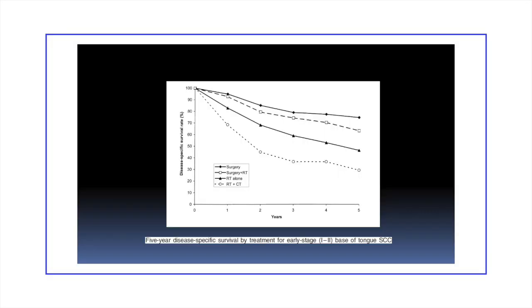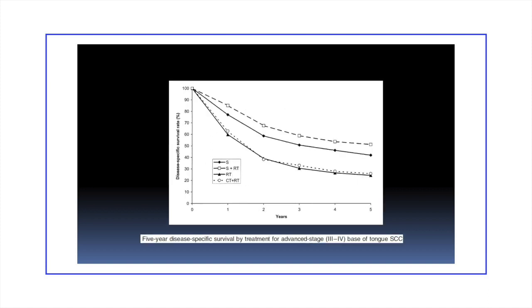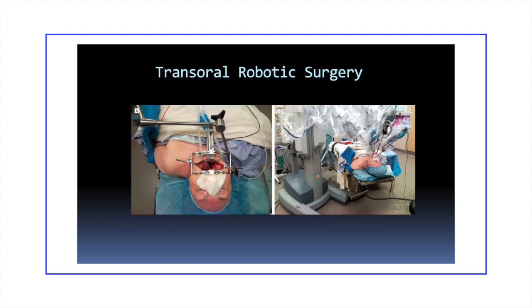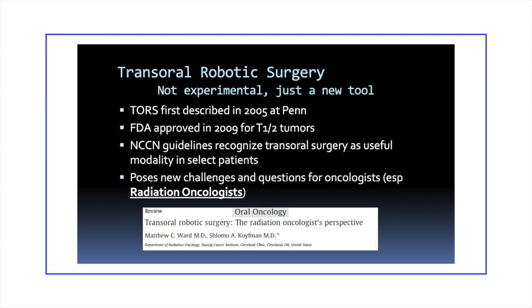These are the curves showing those benefits of being able to do surgery first in early stage disease, followed by advanced stage disease in these curves here. Then came the advent of transoral robotic surgery. As you can see in this diagram, this is the contraption by which we expose the oropharynx and position the robotic arms. Robotic surgery was first described by the group at Penn in 2005 and was finally FDA approved for transoral robotic surgery in 2009 for T1 and T2, so early stage tumors.